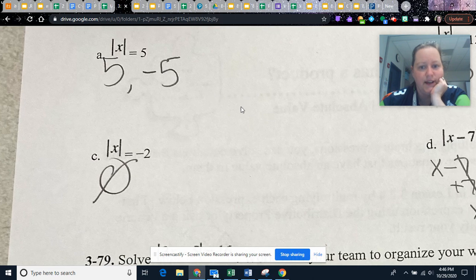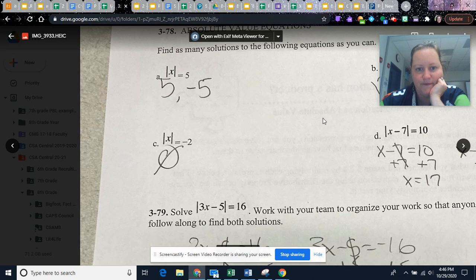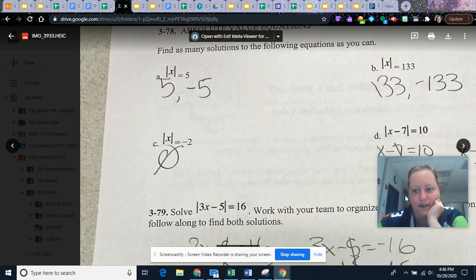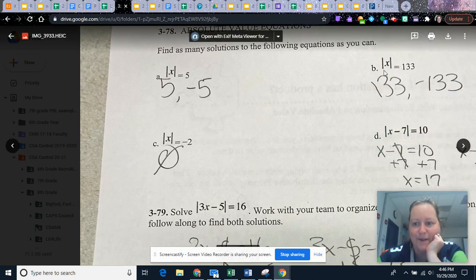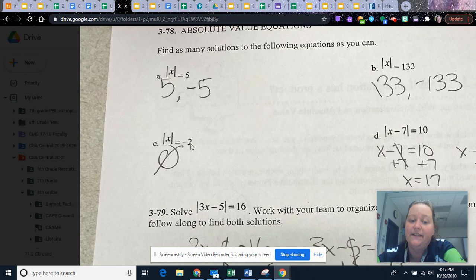When you look over here, the absolute value of x equals 133, so that could be 133 or a negative 133. Either one of those would get you the answer of 133. You cannot have an absolute value that equals a negative number, and so that one will have no solution.